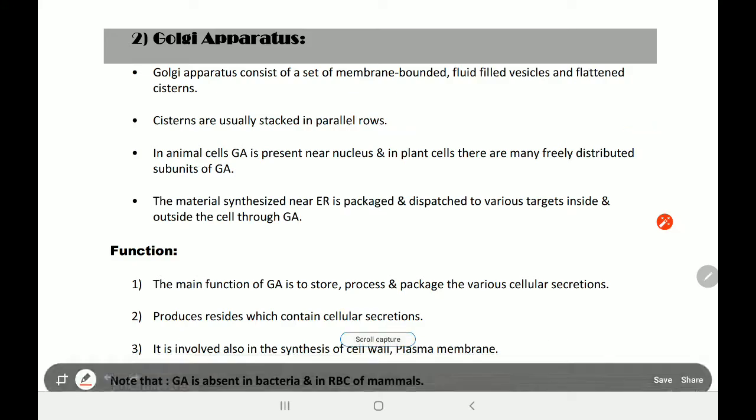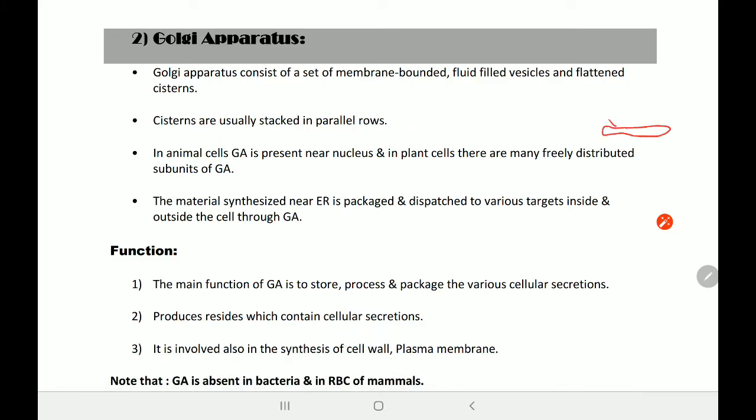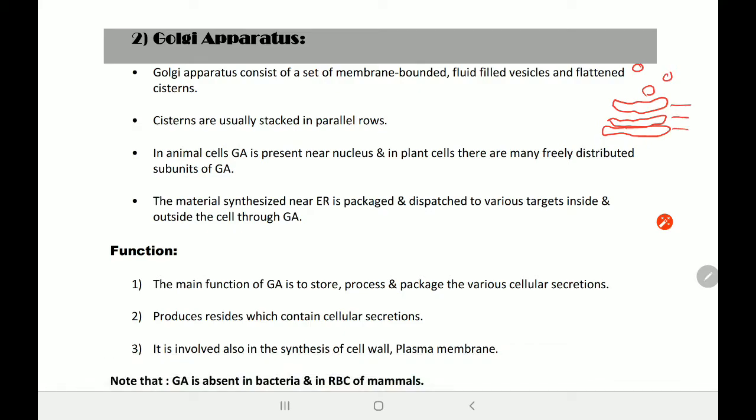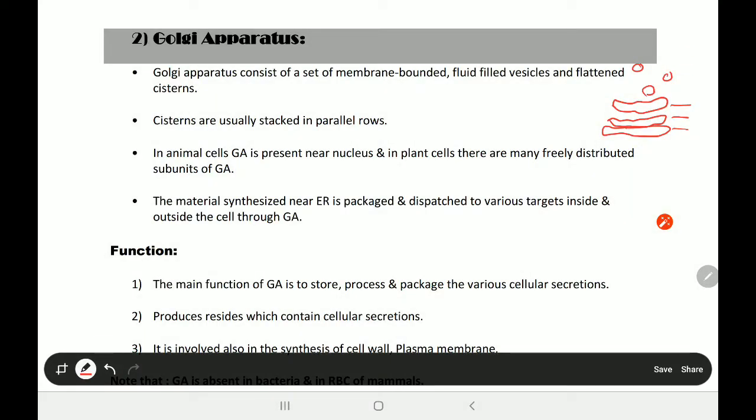See, the Golgi apparatus is in fact a set of disc-like parallel cisterns and the vesicles coming out of it. These vesicles are nothing but bags of dispatched material. The Golgi apparatus is basically responsible for distributing material, and it distributes some material through the vesicles. Cisterns are usually stacked in parallel rows, as we see. These are the parallel rows, right? And vesicles are nothing but packets.